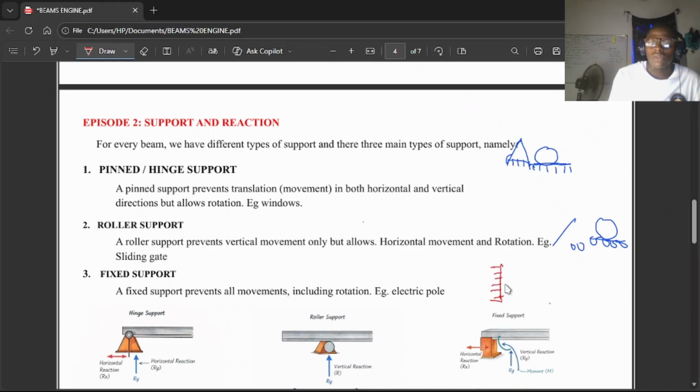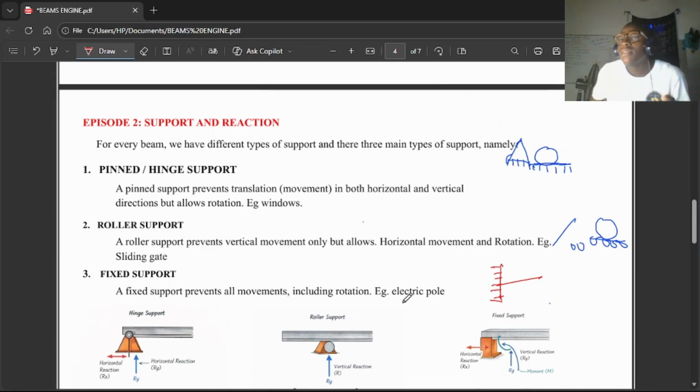You see a support of this manner. Am I communicating? Now, if you see a support of this manner, you should actually know that what you are considering is a fixed support. Now, somebody asked me, sir, how can we identify a fixed support? What is a good example of a fixed support? A good example of a fixed support is your electric pole. Look at your electric pole. It is just fixed. It's just firmly pinned on the ground.